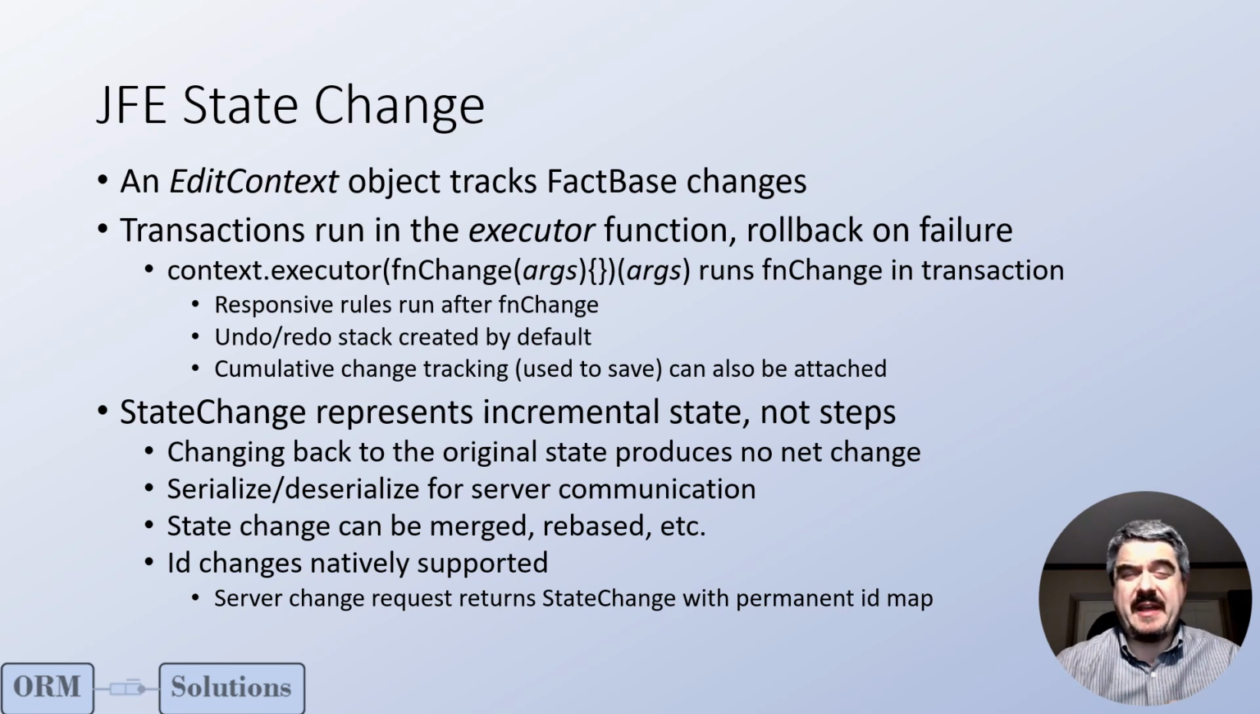State change plays into everything. It plays in the rule engine, it plays on undo redo, it plays on save. State changes is what's sent to the back end to write to the database. It's really a fundamental part of the system to have a state change object. If you look at it in memory, it looks a lot just like a fact base. There's just a very small amount of additional annotation to tell you when objects are newly created or newly deleted.